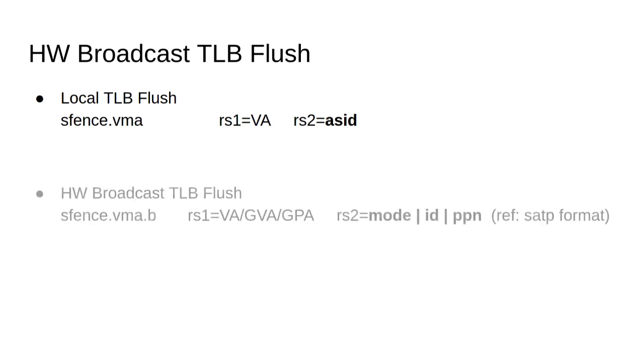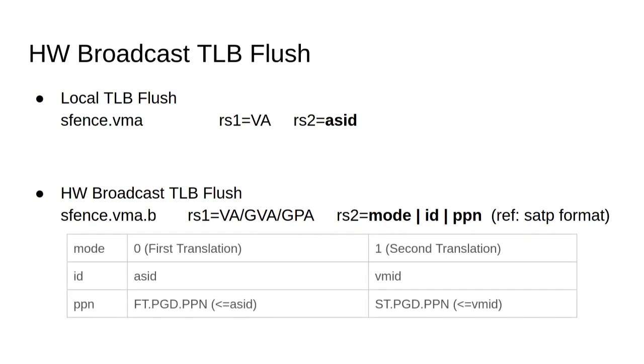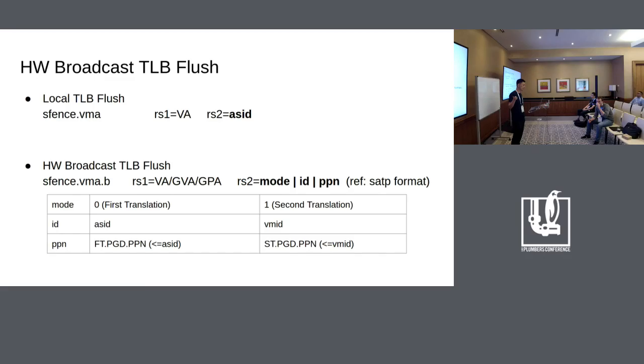Okay, and hardware broadcast TLB flush. If you look at the RISC-V privilege specification section 4.2.1, you will see the definition with just two parameters, VA and ASID. Today I want to suggest RISC-V support a new instruction, the broadcast edition. It also has two parameters, but with different combinations. Parameter one could be a host virtual address, a virtual address, a guest virtual address, or a guest physical address, and parameter two will have a mode, ID and PPN.